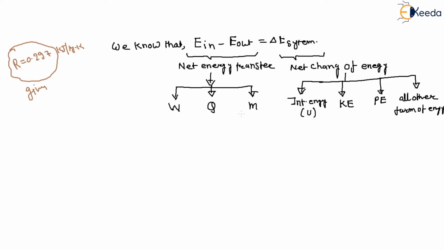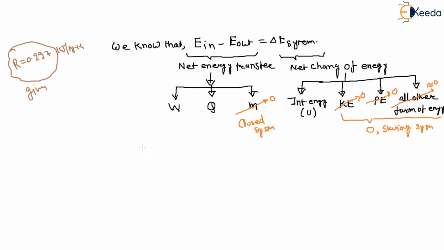So this is your closed system. First of all, there is no mass transfer, because it is a closed system. Second, kinetic and potential energy changes are zero, because it is a stationary system. All other forms of energy are neglected compared to internal energy.